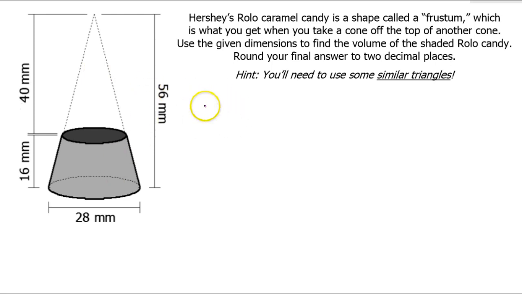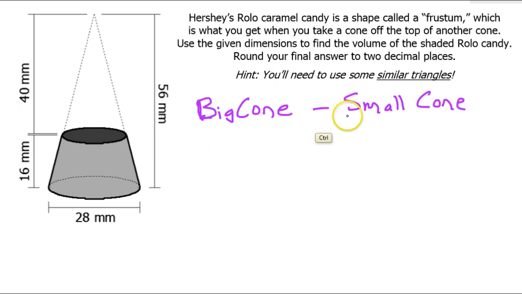So how am I going to write this down? Okay, so I'm going to write big cone minus small cone. That will give us the volume. If I take this large cone and I subtract this small cone that's missing, then that will leave the shape that we have. So all I need to do is find these two volumes.